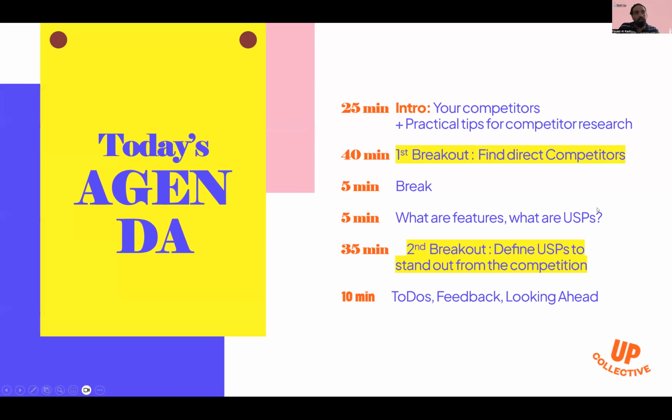The agenda for today, we're going to talk around 25 minutes in the first intro section. Sorry, I know it's a little bit longer, but I need you to know that it will be 25 minutes. Then you will have a 40-minute breakout and then a 5-minute break. We'll talk about features and USPs for 5 minutes, and then you will go for 35 minutes again for the last breakout, and then we can go for feedback and to-do list for next time.